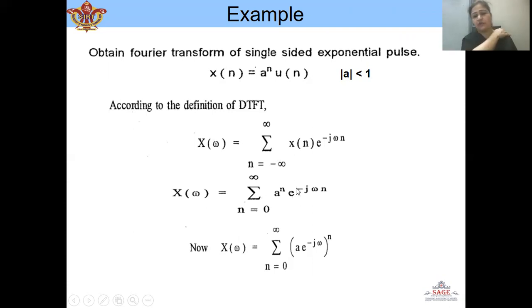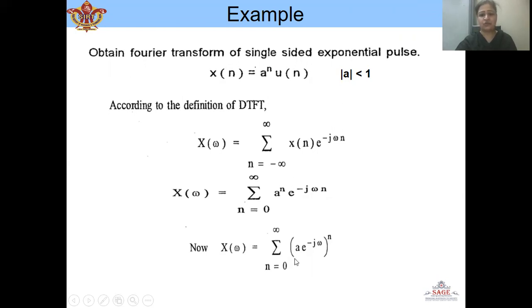So substituting a to the power n u[n], now we know u[n] is defined only for positive values of n and at 0. That means for n less than 0, u[n] is equal to 0. So instead of writing summation from n equal to minus infinity to infinity, I'll write it as 0 to infinity. And in this range, u[n] has value 1. So it will be written as a to the power n, u[n] will not be written because it has value 1, and e to the power minus j omega n.